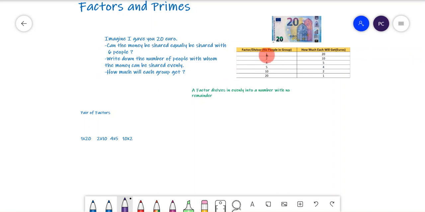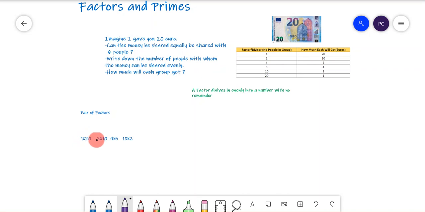And likewise, you might have noticed this relationship between these two rows here as well. So for example, if I take 1 and multiply it by 20, I get the number 20. If I take 2, multiply it by 10, the answer is 20. So 4 by 5 is 20, 5 by 4 is 20, 10 by 2 is 20, and 20 by 1 is 20. And what you'll also notice is that these two pairs of numbers are each factors of 20 as well.